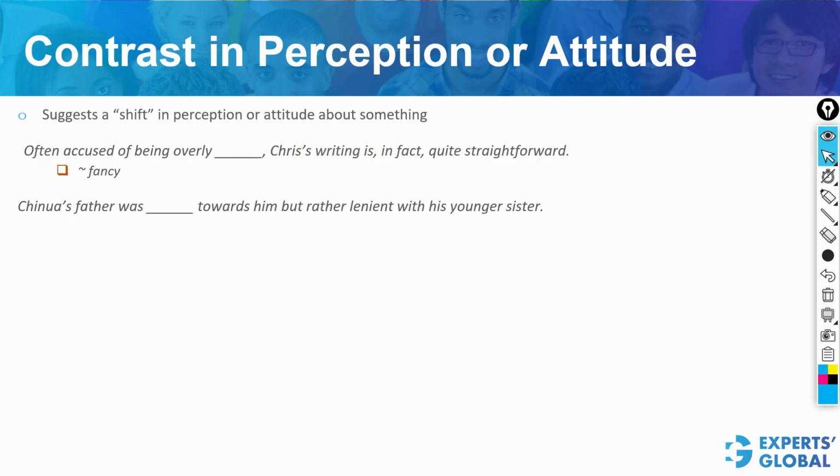Let's take one more example. We can observe a contrast or shift in attitude here that the father was lenient with the younger sister, but something different towards the son. So we need an answer choice that is broadly in contrast with lenient.